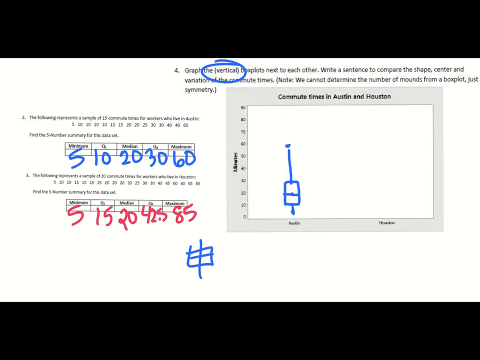And then Houston, I need to do at 5, and I'm going to do the best I can on my screen. 5, 15, 20, 42.5, and then 85. So then I need to make a box around my middle. And there's my whiskers. And that is my box and whisker. Oops, let's connect. That didn't quite connect. Those are supposed to connect. That's my box plot. Also sometimes called box and whiskers.